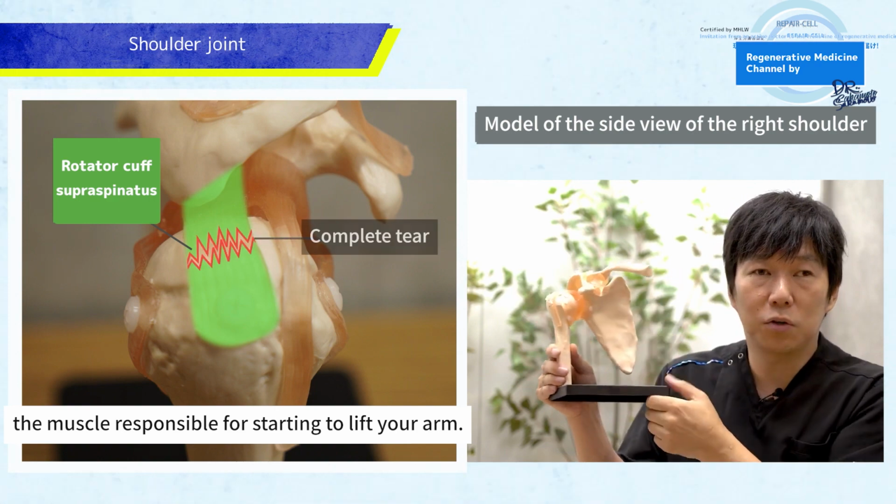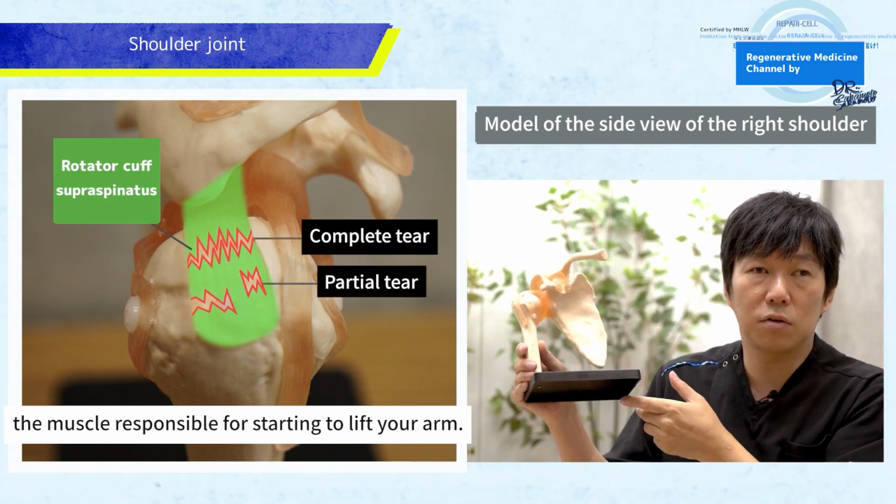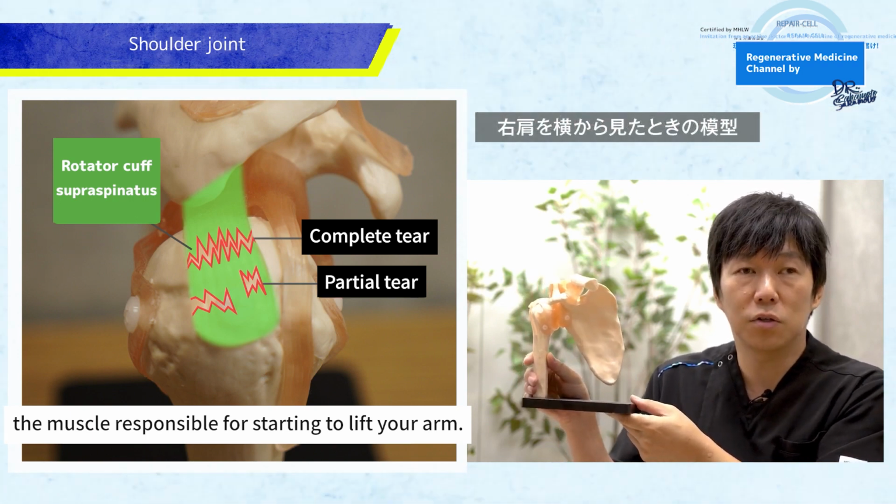It's called a complete tear when this part is entirely torn apart, and a partial tear when it is damaged somewhat but not completely ruptured. These are the two types of rotator cuff injury.